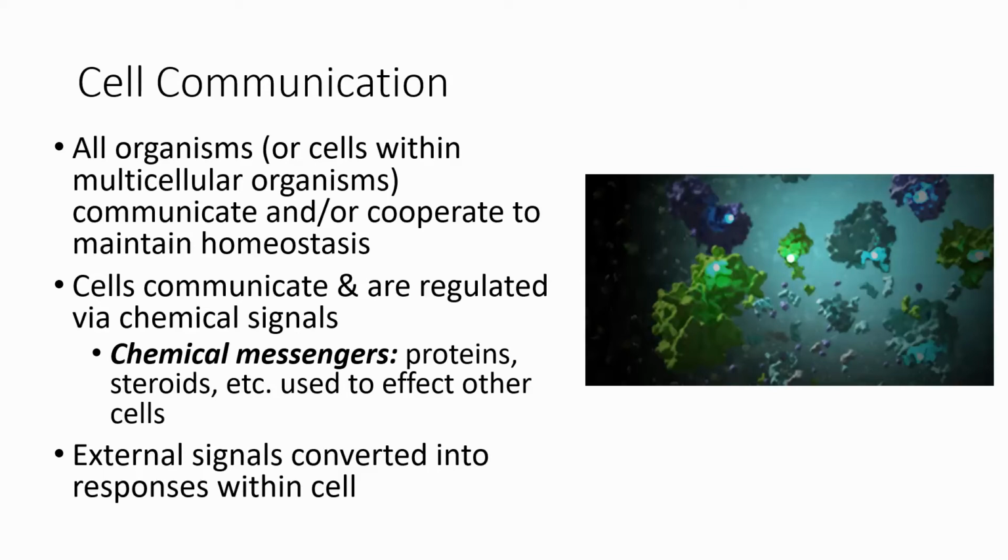So cell communication is mostly a matter of chemicals being exchanged. Chemical messengers are used to basically indicate that a stimulus has been received, and then they will set in motion a series of actions that will produce a response.